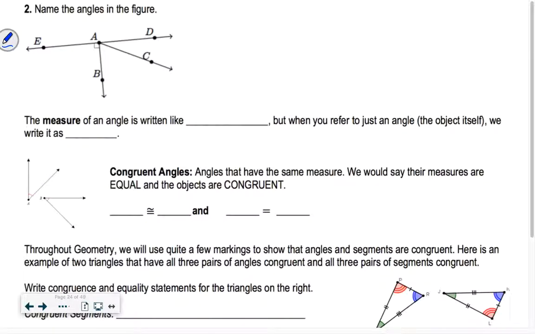All right, so name the angles in the figure. So we could have angle EAB. That would be this angle right here, the right angle. What else do we have? Angle CAB, or BAC. Doesn't matter, it's the same one. And angle DAC. Do we have any other angles? I know you can name them in different ways. Like DAC, I could do CAD. Are there any other angles?